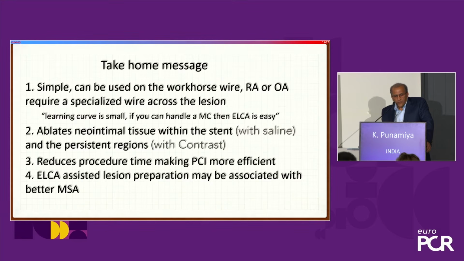The take-home message would be that it's simple and can be used on a workhorse wire. Rotational atherectomy and orbital atherectomy require specialized wires. Orbital atherectomy still has to gain an indication for ISR. The learning curve is small. If you can handle a microcatheter, you can do an ELCA. It ablates neointimal tissue within the stent with saline and the peristent segments with contrast, reduces procedure time, making PCI more efficient, and ELCA-assisted lesion preparation may be associated with better MSAs. Thank you.